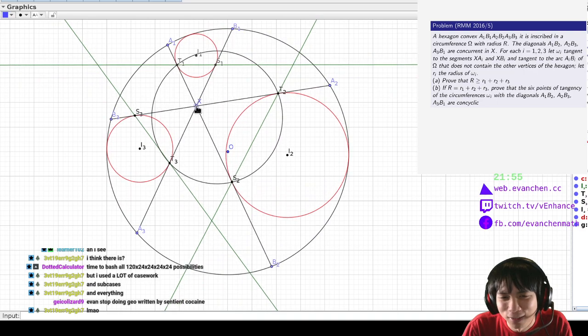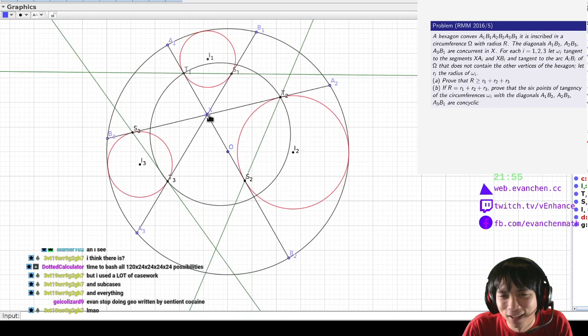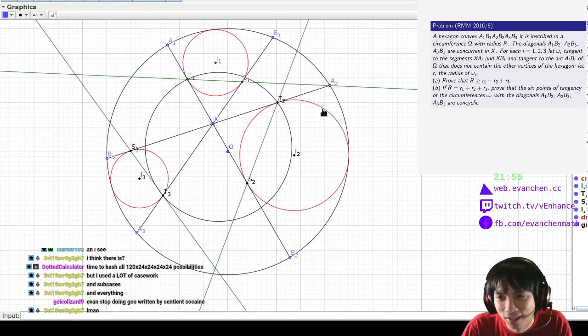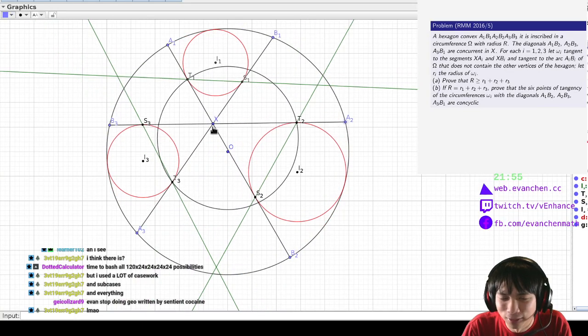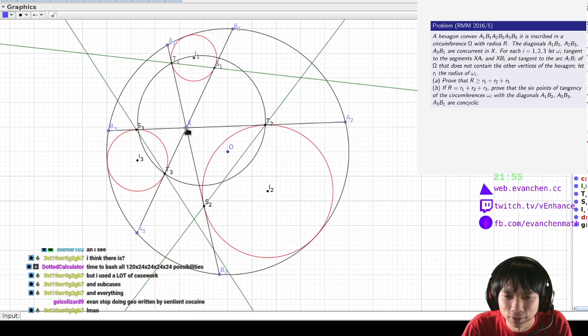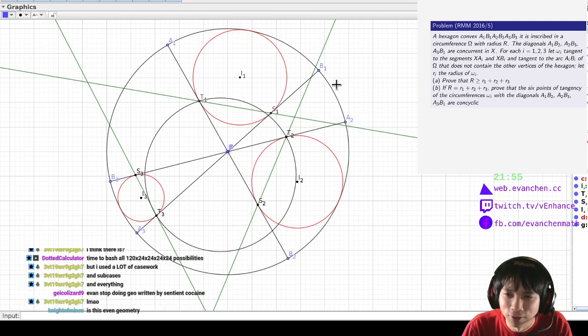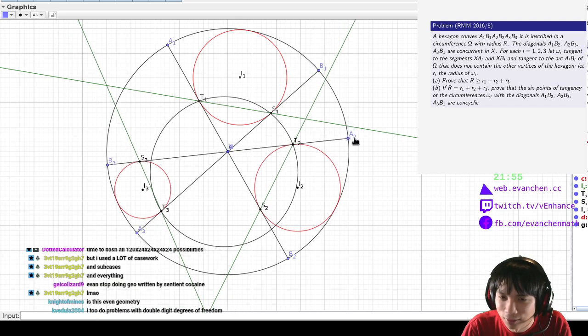Shoot, how do I get all 6 points on one circle? What the heck? I don't know if I can. It might not be the case that there's a choice for every A1, A2, A3. What if I do a really degenerate case where these are like diameters? Can I get the 6 points to be on a circle?